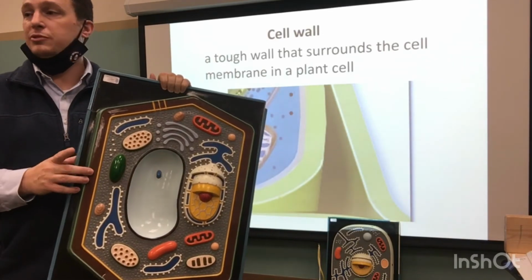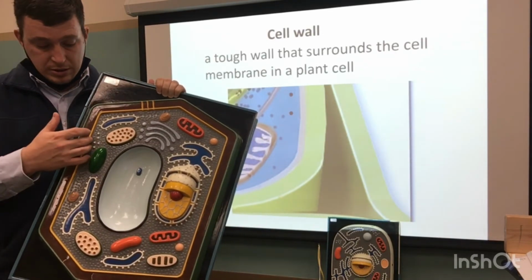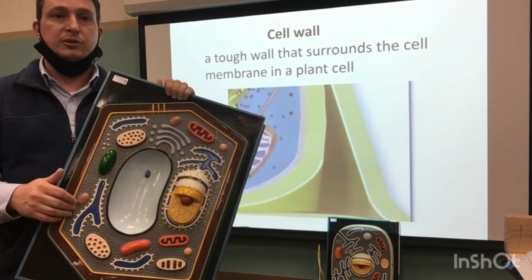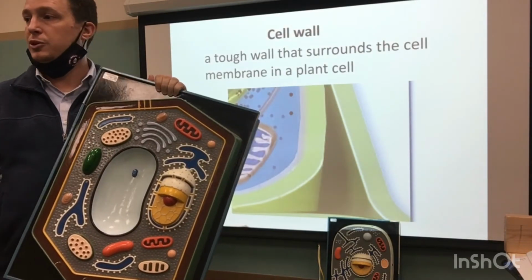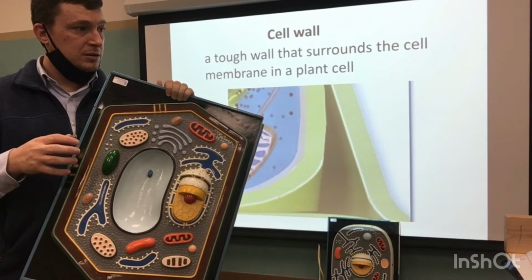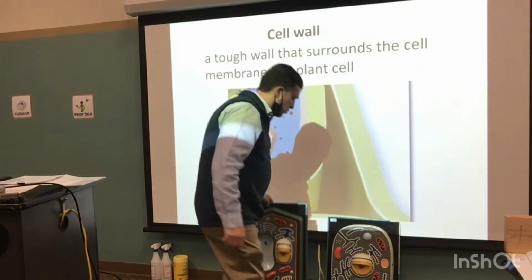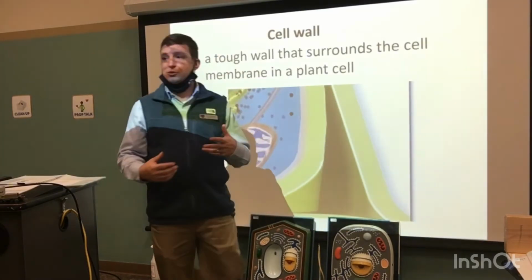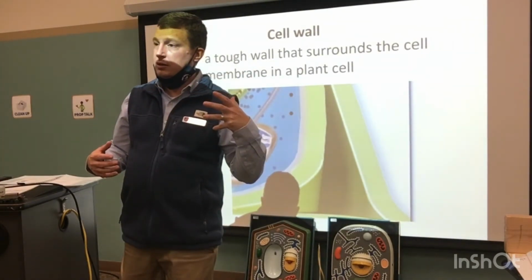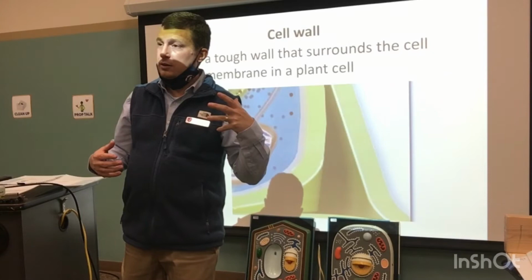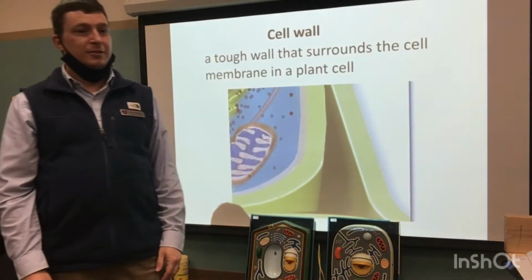So animals need to be flexible. We need to have cell membranes that are flexible, right? Animals do and humans do. Plants, on the other hand, need the extra support. So if you had a cell wall around your cells, you'd kind of be stuck, wouldn't you? You couldn't move. You'd be rigid.